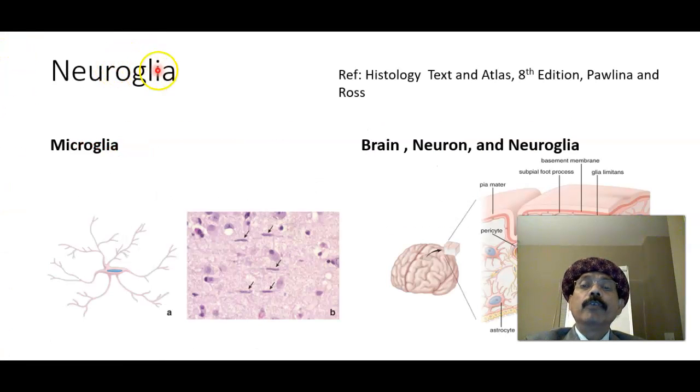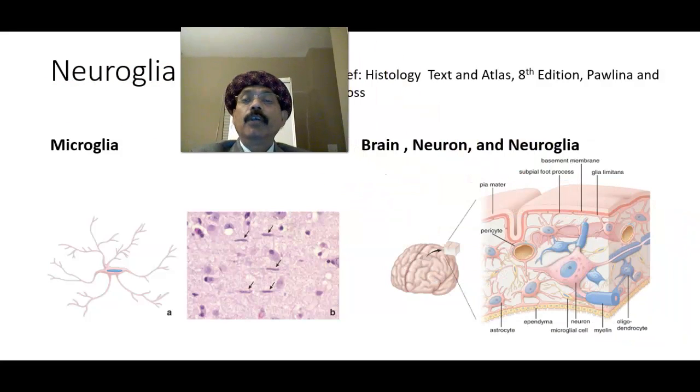Okay. Neuroglia, these are the supporting cells of the nervous system, and these are not excitable. They support the neurons. There are many functions. We'll go to the functions. Okay. What are the types of neuroglia? We have the astrocyte. We have two types of astrocyte. One in the gray matter, that is the protoplasmic astrocyte. Another in the white matter, that is the fibrous astrocyte.